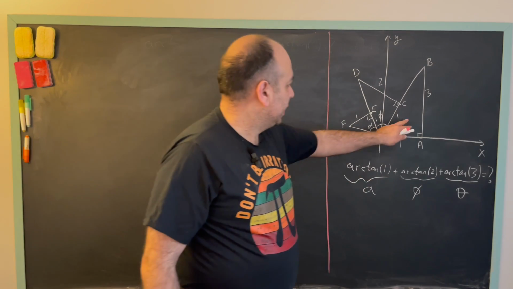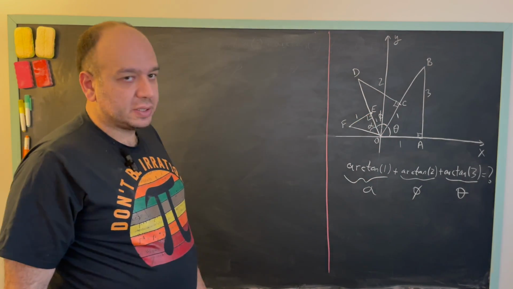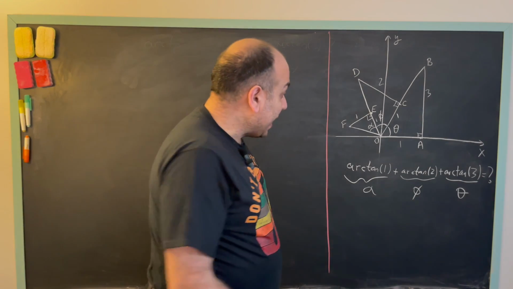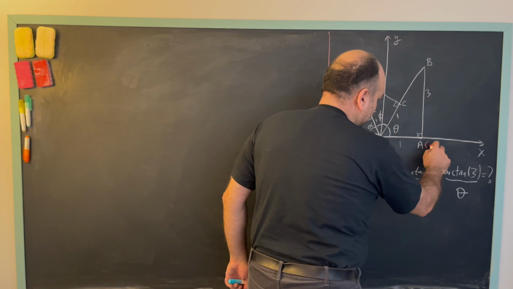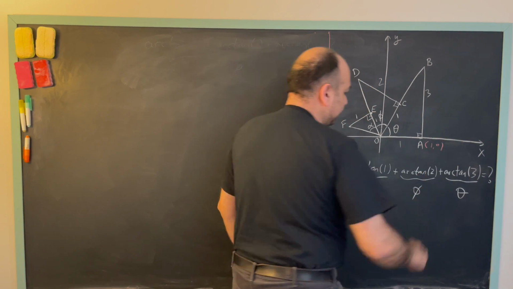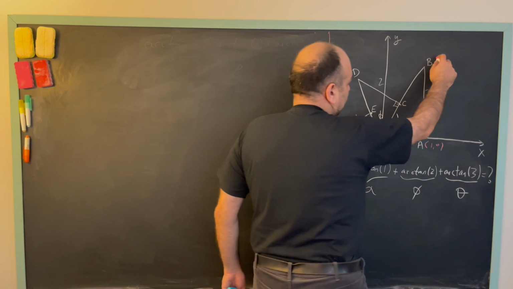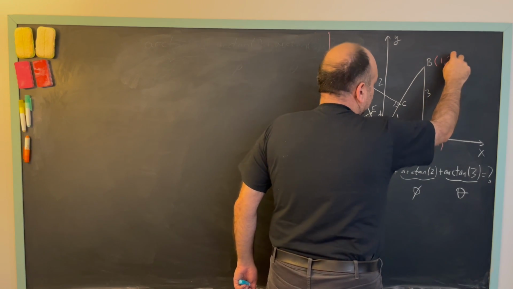Okay, so we have three right triangles. This is good. So let's start with point A. So the point A has coordinates 1 and 0, right? This is easy. It's on the x-axis. So the point B will have coordinates 1 and 3.